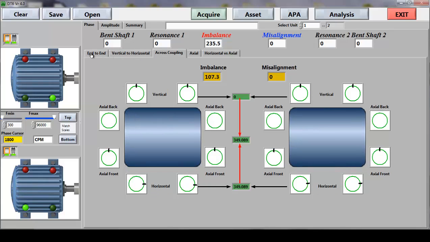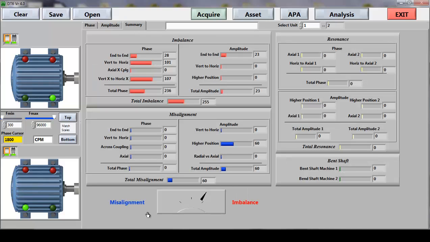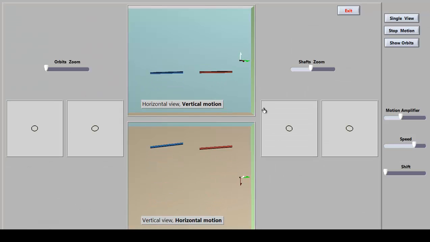where we can look at the different aspects of phase and amplitude, summarize it, and show that it's in balance. But to better visualize it for those who do not know what phase is all about, we added this animation. This animation shows the orbits. It gives you a nice trace and shows you how the shafts are moving relative to each other. We added a few features here because you don't know the amplitude of the data. This is the actual data showing how the shafts are moving relative to each other.